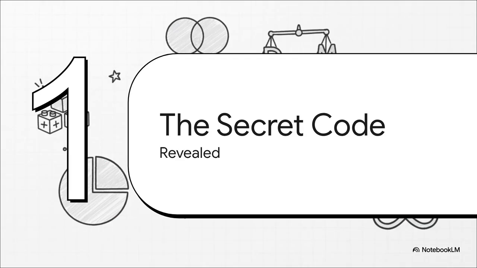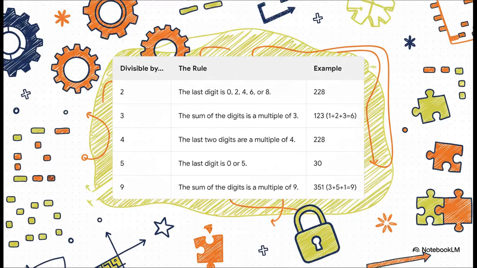Okay, so we've got our tool belt, we know factors, multiples, GCD, LCM, we're ready. It's time to go back to that first question, that number, 351. Let's finally reveal the secret. And here it is, the big payoff. These are the number shortcuts, the divisibility rules. Now, scan down to the rule for 9. What does it say? The sum of the digits is a multiple of 9.